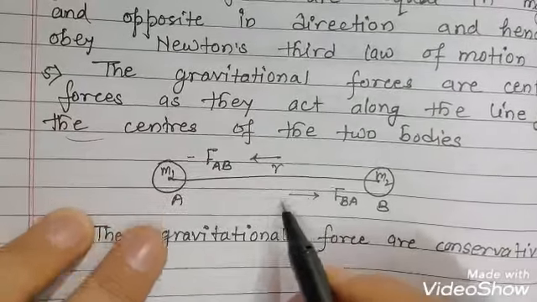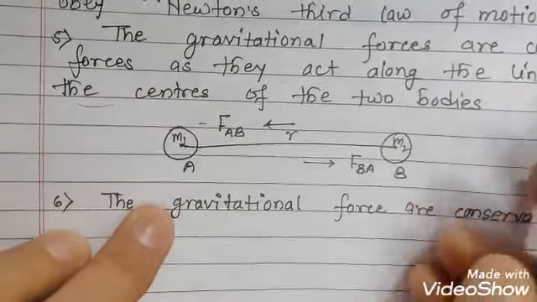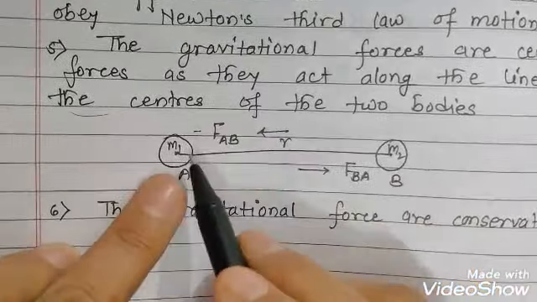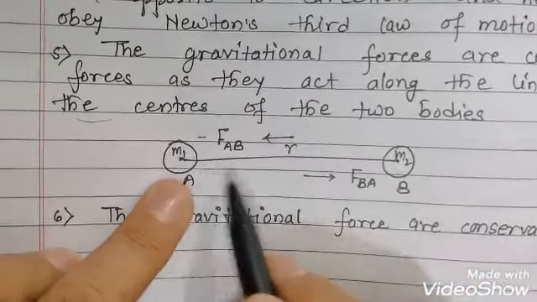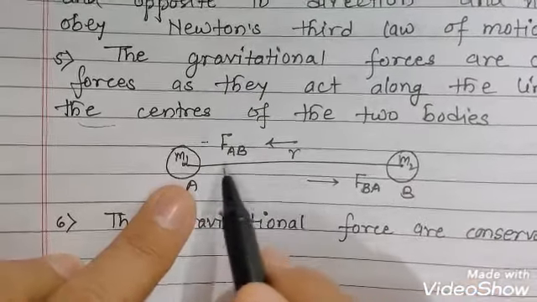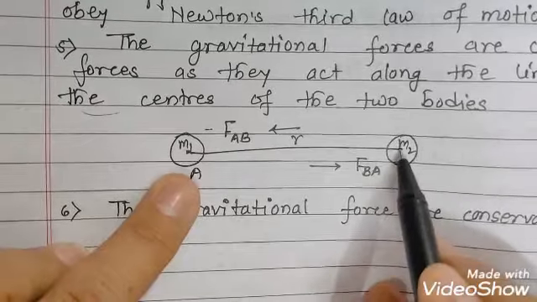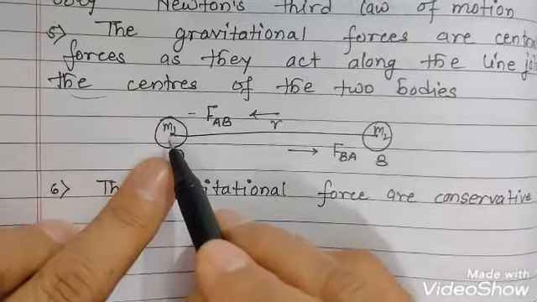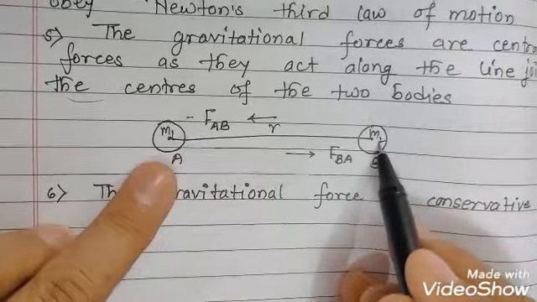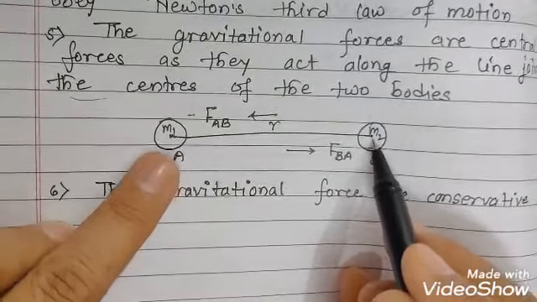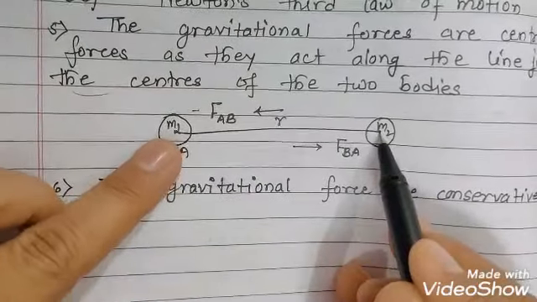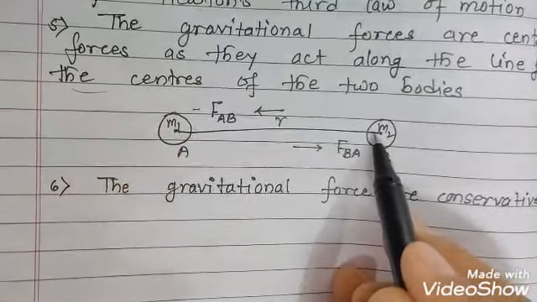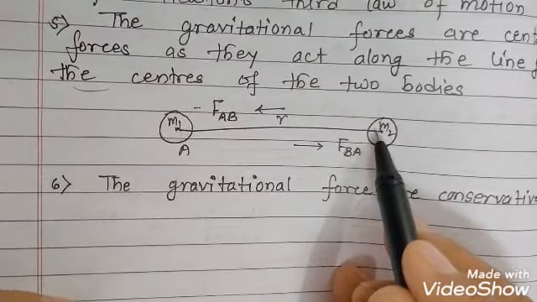Next, the fifth point: gravitational forces are central forces as they act along the line joining the centers of the two bodies. That means the gravitational force between these two bodies is called a central force because they act towards the center of each other. If one applies a force on the other, it directly applies the force towards the center of the first body, and the first body also applies a force towards the center of the second body. These two forces work along the line joining the centers of the two bodies, and that's why this force is called a central force.